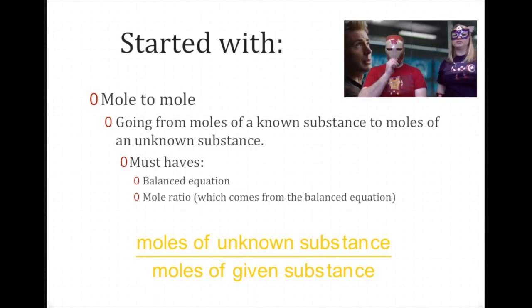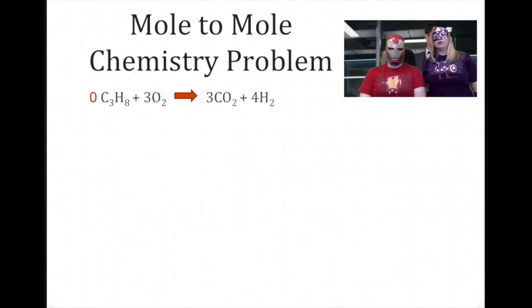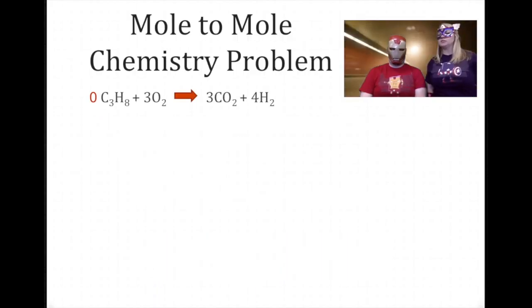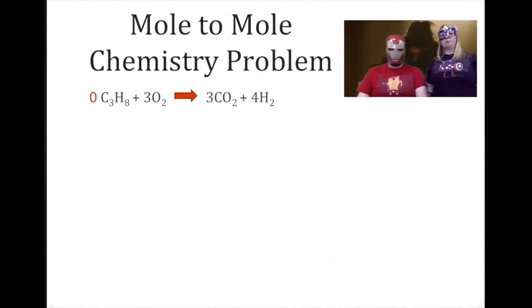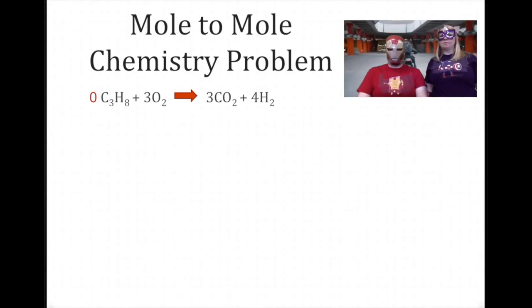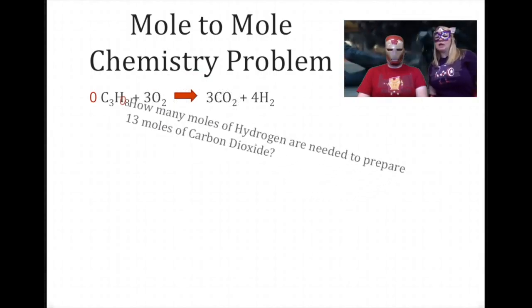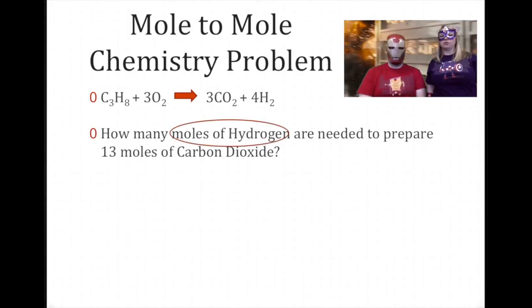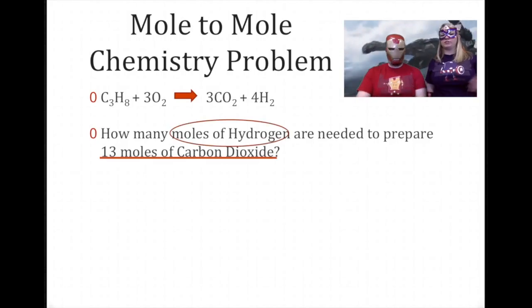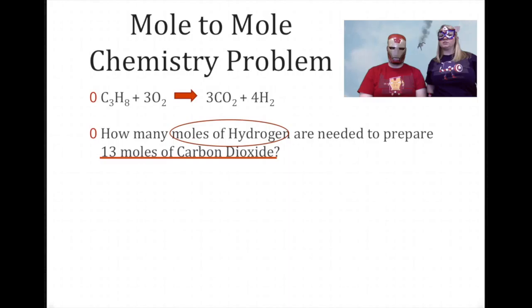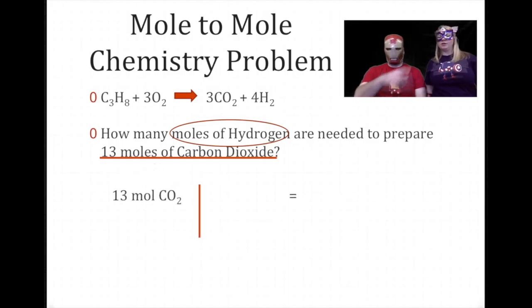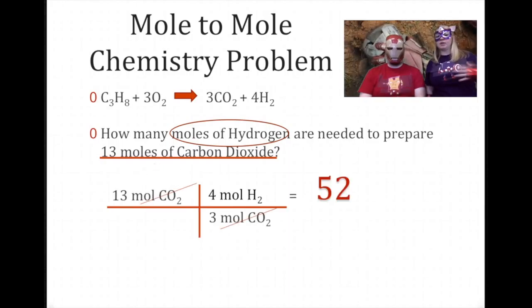So here's our problem. We have C3H8 plus 3O2 yields 3 carbon dioxides and 4 hydrogens. Nice balanced, easy equation. Now here's our question. How many moles of hydrogen are needed to prepare 13 moles of carbon dioxide? This is what we did last time. So this looks familiar, right? You circle the moles of hydrogen, and you have 13 moles. Line up what you want and what you have.